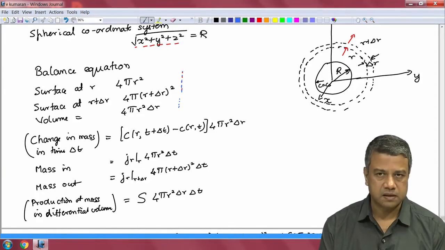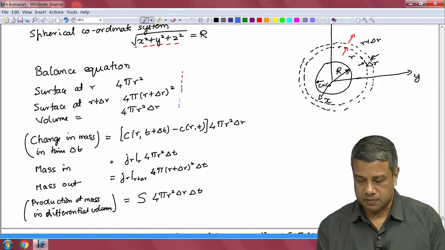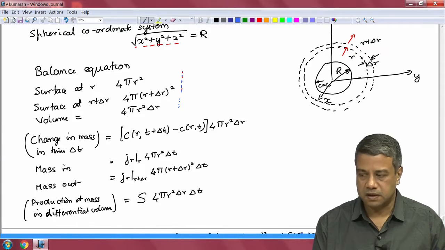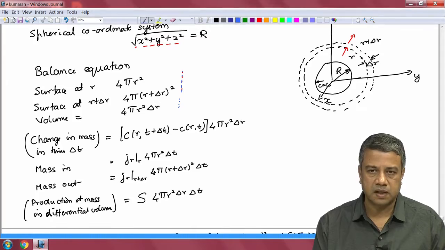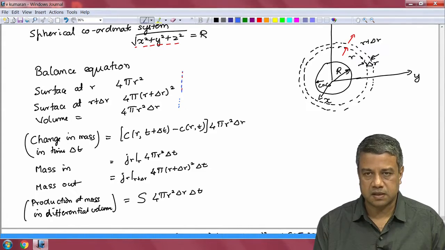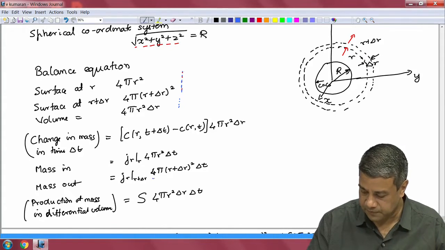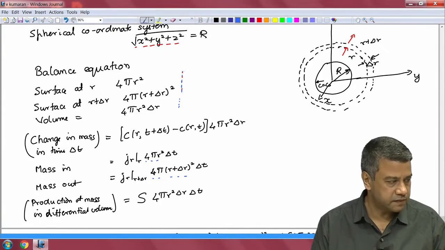And we had done the balance the usual way. Change in mass in time delta t is equal to mass in minus mass out plus the production of mass in the differential volume. The mass in at the inner surface is due to the flux in the plus r direction, g r at r times 4 pi r square. This is into the volume and it increases the mass within the volume. Similarly, mass out at the surface at r plus delta r is in the positive r direction. Therefore, that mass out is g r at r plus delta r times 4 pi, r plus delta r, square. And note that the surface areas are different at the surface at r and the surface at r plus delta r.